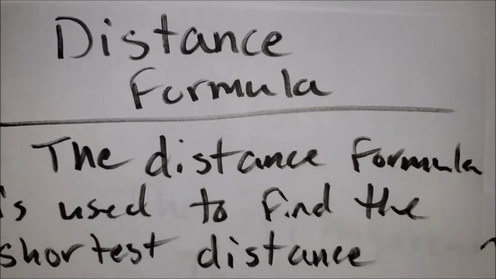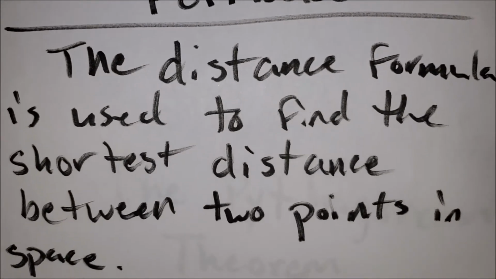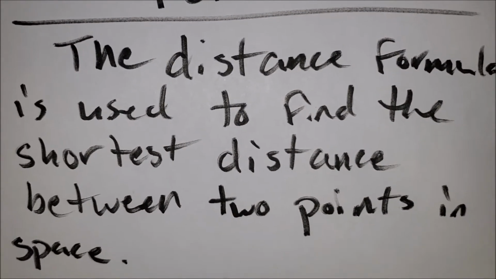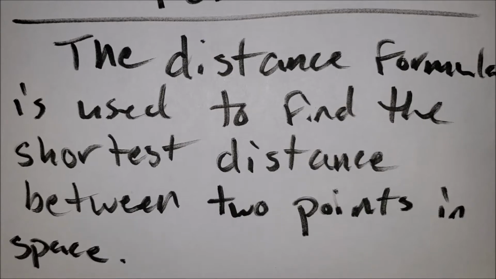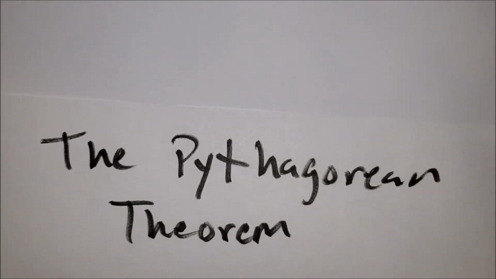Today we're going to be talking about the distance formula. The distance formula is used to find the shortest distance between 2 points in space. Before we talk about the actual formula, let's talk about how it came about. Many of you know the Pythagorean theorem.